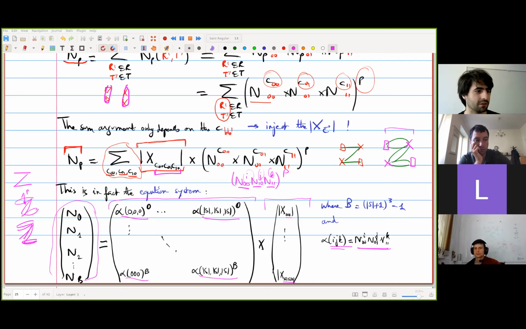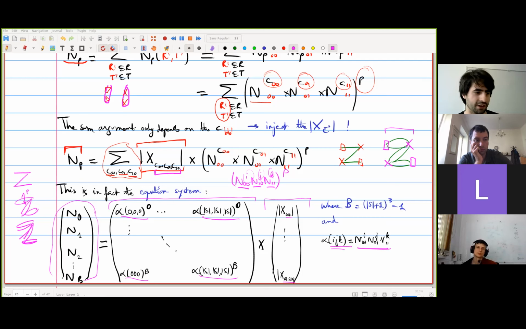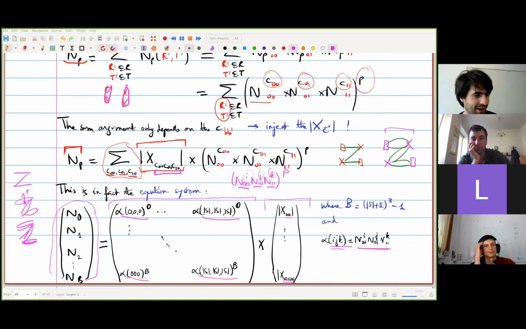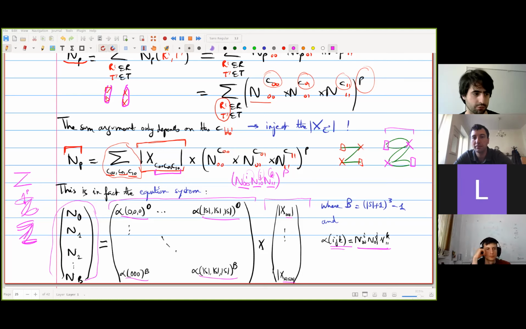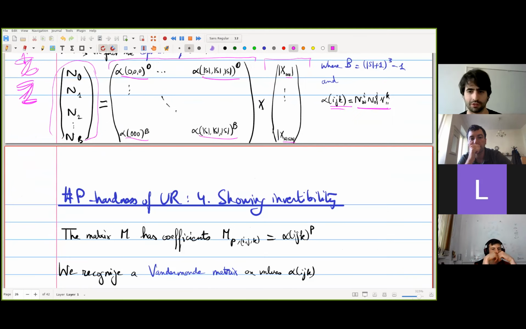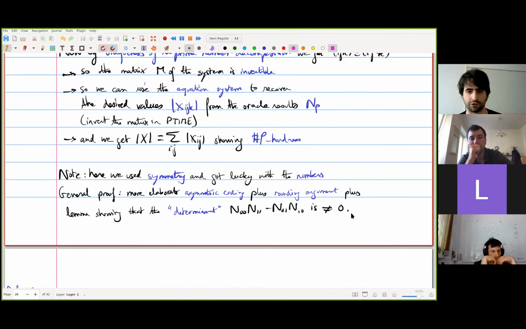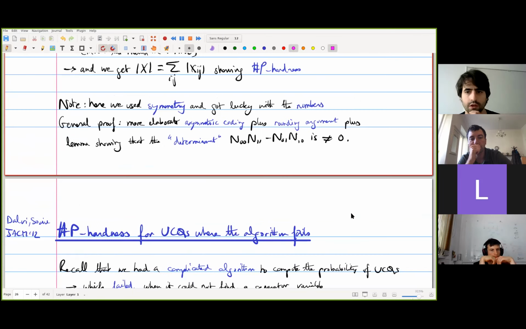So I'm skipping a bit the details because I have a feeling that I've lost some people, but this is the high level idea of the unweighted reliability proof. So I propose to continue.